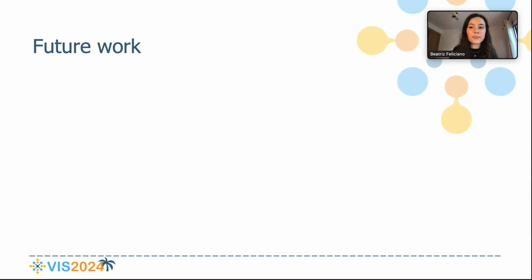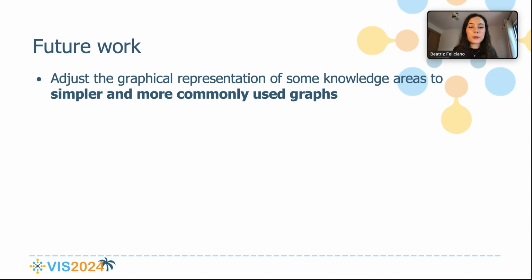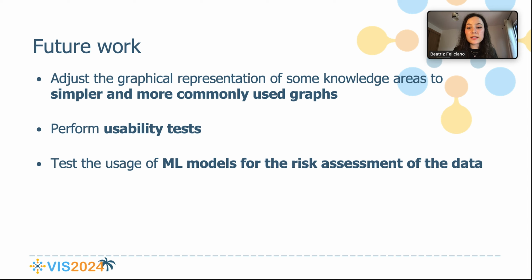Which is great, this is exactly what we wanted to improve in the analysis, but there's still some work that needs to be done. First, we need to adjust the graphical representation of some knowledge areas to simpler and more commonly used graphs, especially since analysts are not used to evaluating data through graphs. We also want to perform usability tests to quantitatively measure our interface. And we want to test the usage of ML models for the risk assessment of the data. Right now, we are just using rules, and we want to leverage that.